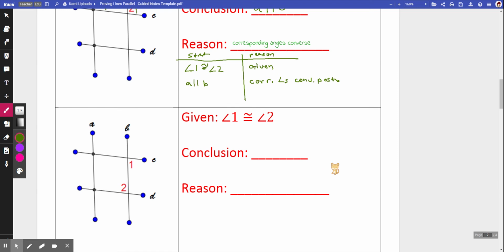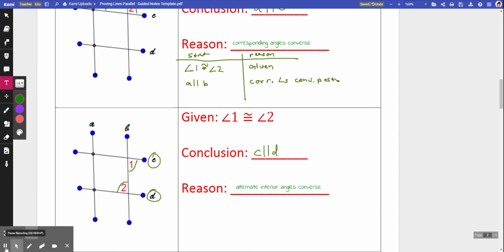So for this one, angle 1 is congruent to angle 2. These are alternate interior angles. And alternate interior angles are supposed to be congruent, so that makes these two lines parallel. Line C and line D. And I forgot the word converse.